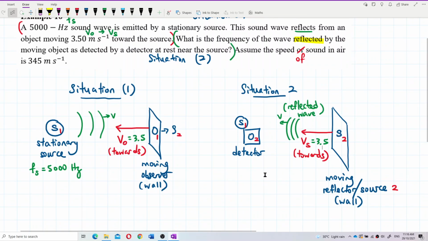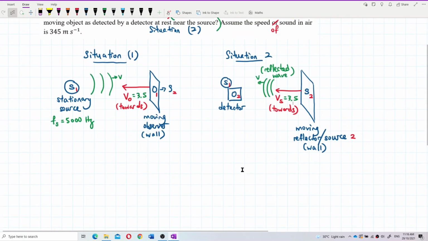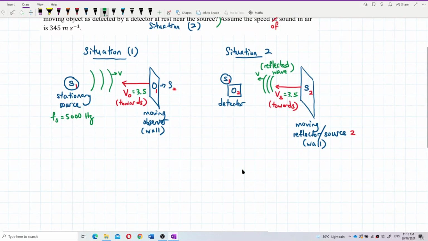Alright, so we have two situations here. So there are two equations we need to do, one by one. Let's do the first one. This is the observed frequency equal to the source frequency.